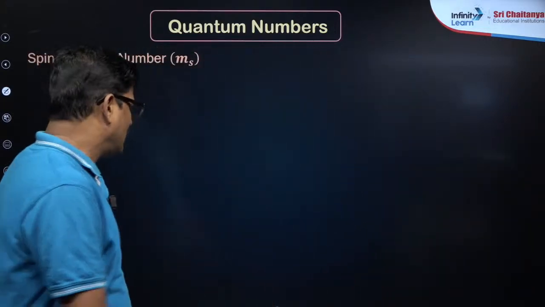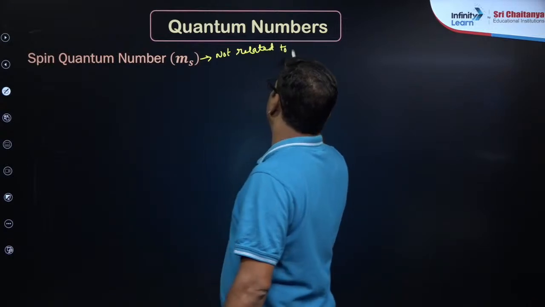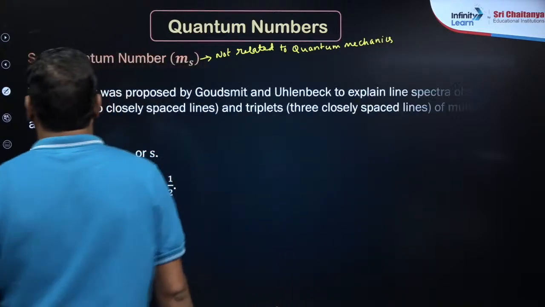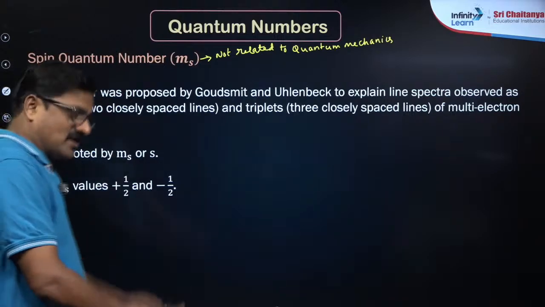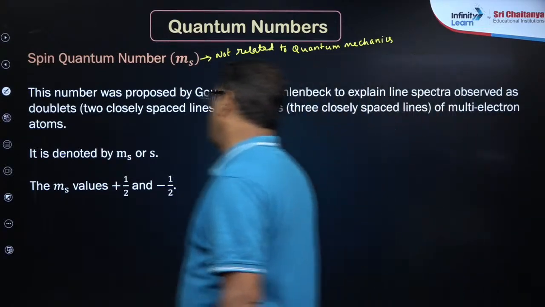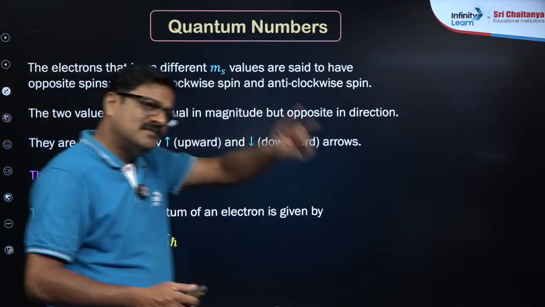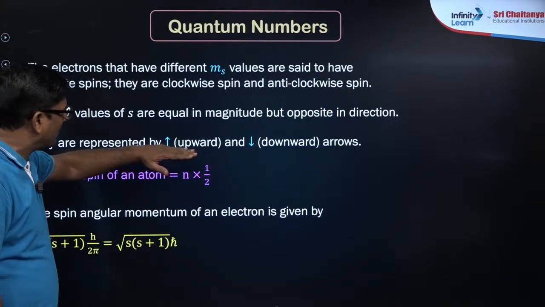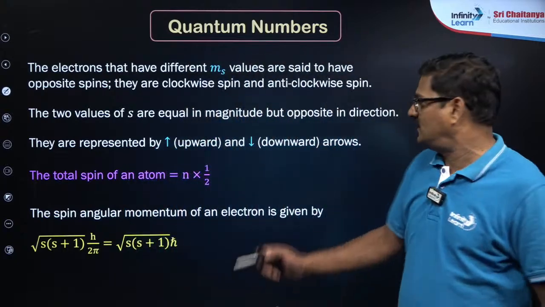And spin quantum number is not related to quantum mechanics. This quantum number was proposed by Goudsmit and Uhlenbeck to explain the line spectra observed as doublets. Two closely spaced lines are called doublets, and three closely spaced lines are called triplets. And for a multi-electron atom it is denoted by ms, and its values are either plus 1/2 or minus 1/2. So when the electron revolves around the nucleus, it is clockwise or anti-clockwise. For clockwise, give an upward arrow; for anti-clockwise, give a downward arrow in the opposite direction. And the total spin of the electron is n into 1 by 2.